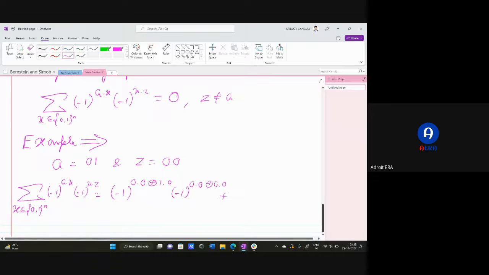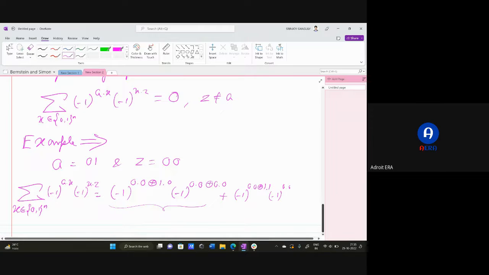So this will only go for n is equal to 2, because there are two qubits, right? A is equal to 0 1, z is equal to 0 0, two qubits, so there will be four sum parts. This is the first sum. Then the second sum will be minus 1 0 dot 0 XORed with, because remember it was a mod 2. So what is mod 2? XOR operation. Remember that was also mentioned in the problem statement.